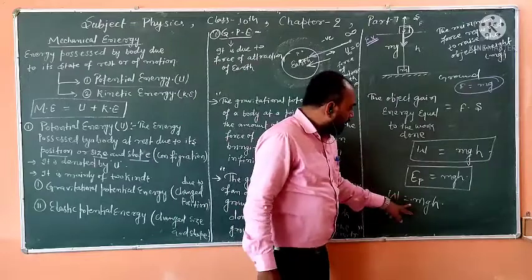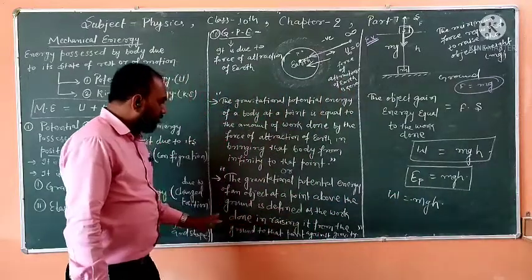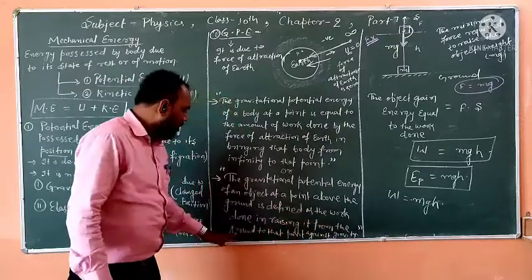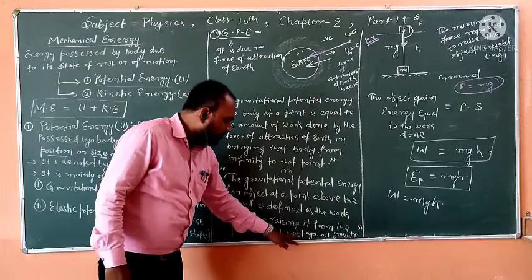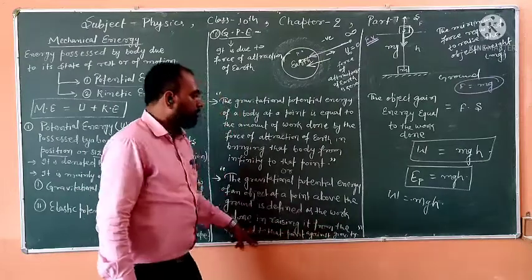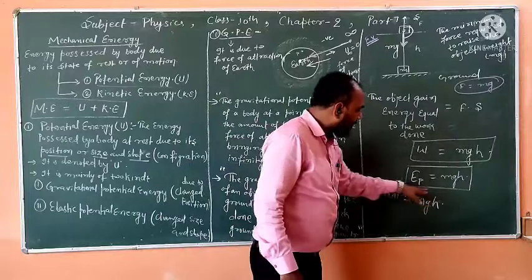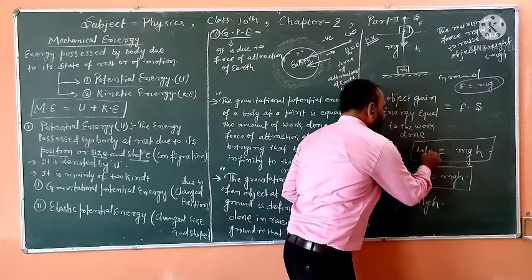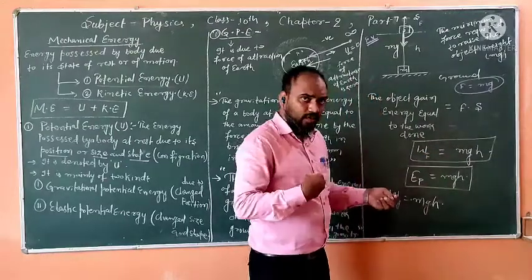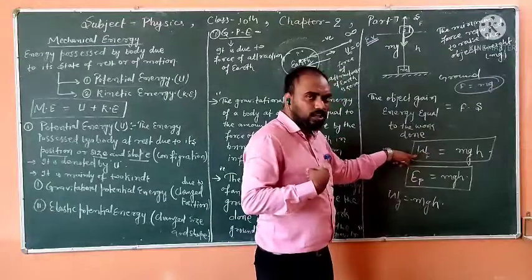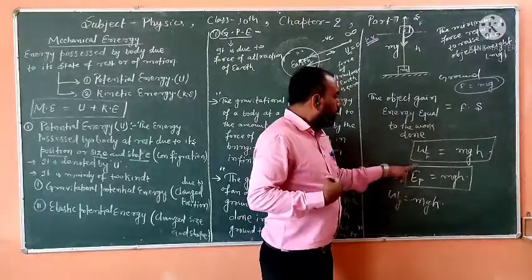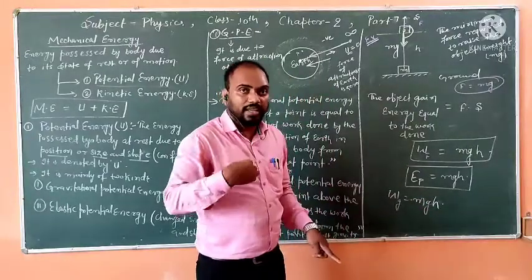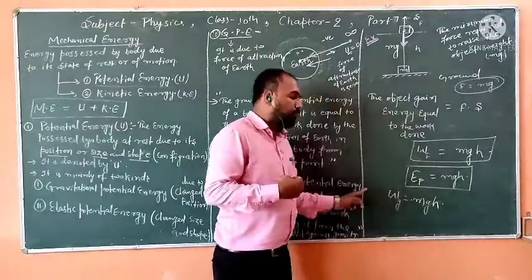Here, in the second definition, it is defined as the work done in raising it from the ground to that point against gravity. Against means this is the work done by the external force, by me. Okay, by me. That is the external force. So what is the relation between potential energy and the work done, basically by the external force or by the force of gravity?